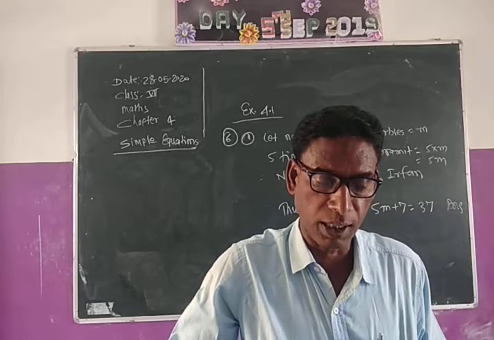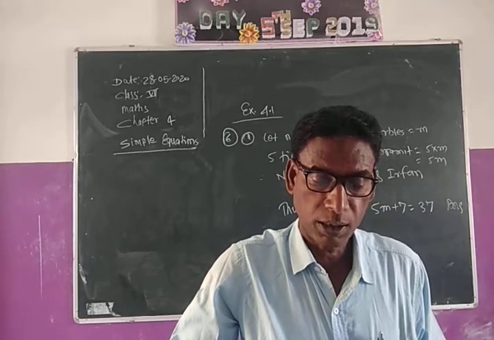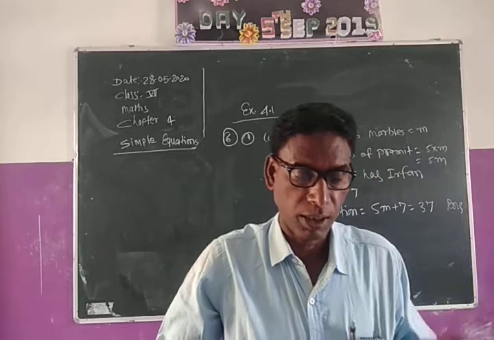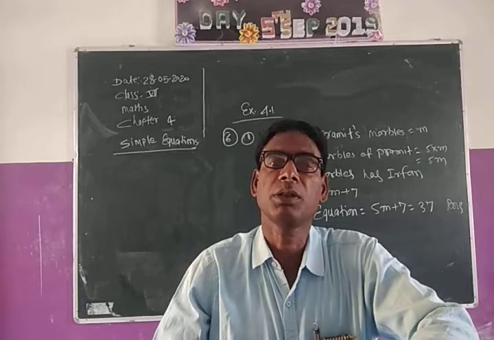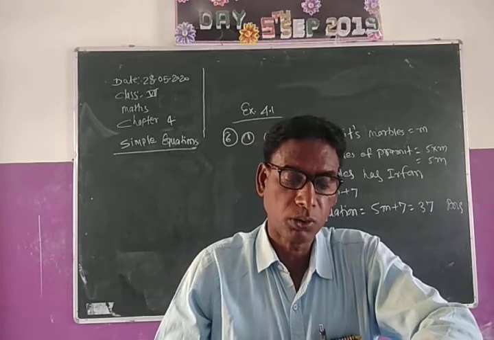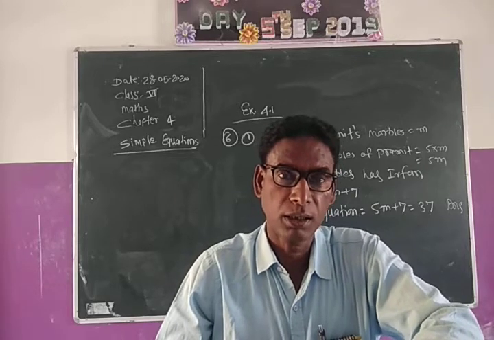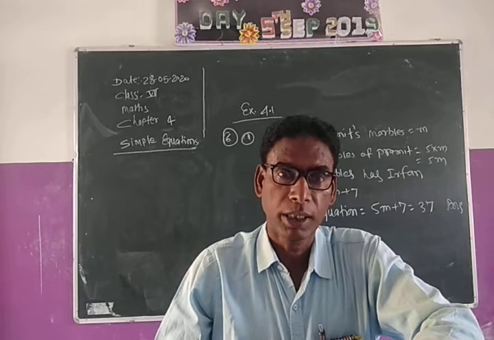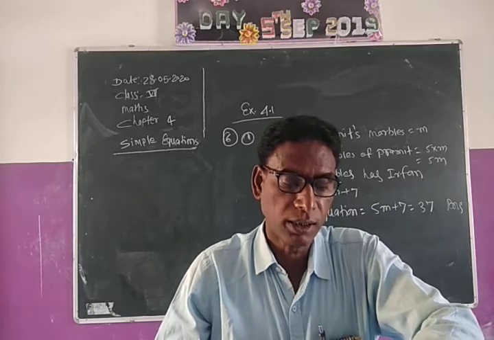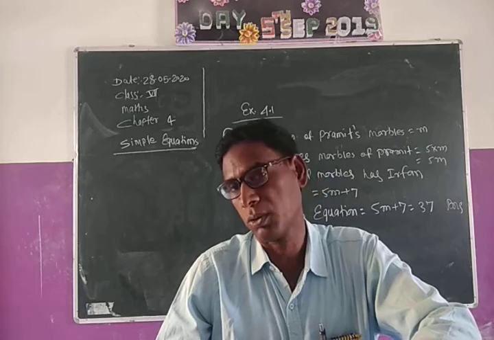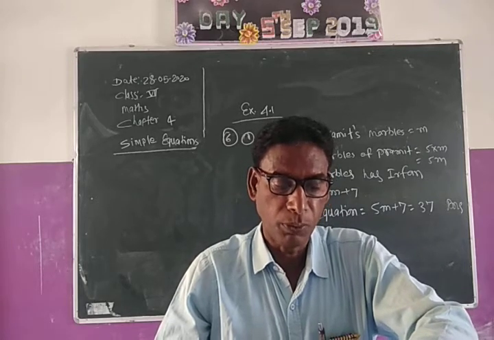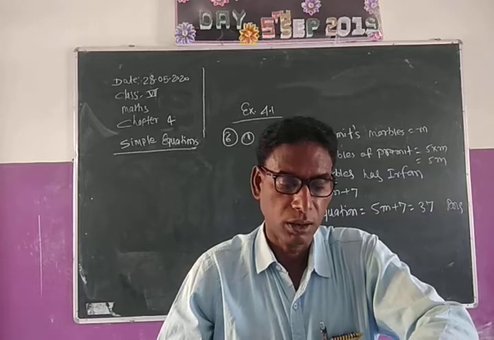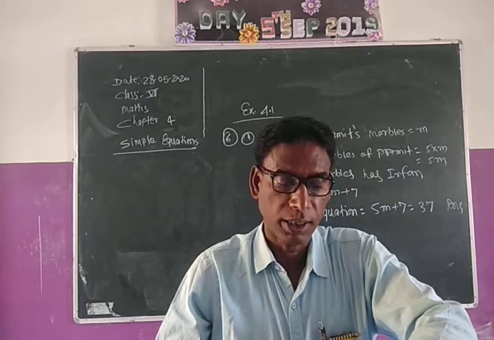Lakshmi's father is 49 years old, 4 years older than 3 times Lakshmi's age. Let the age of Lakshmi be y. 3 times means 3y. 4 years older means 3y plus 4, and it is equal to 49. 3y plus 4 is equal to 49. Similarly, a helping point is given in your book. Let the age be y.